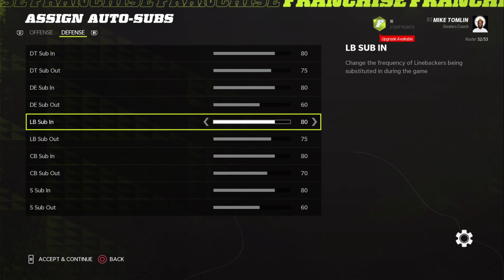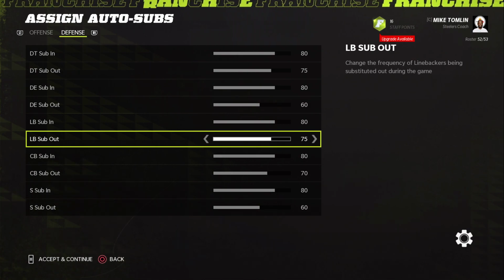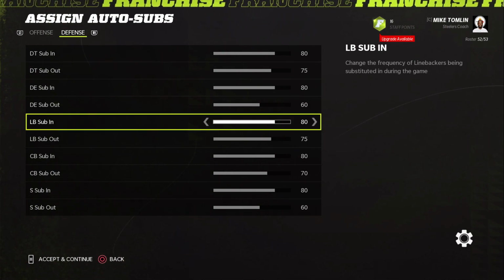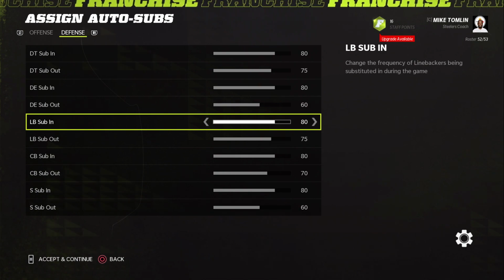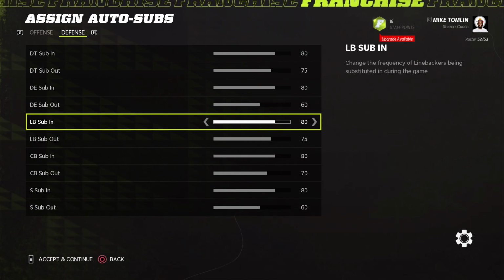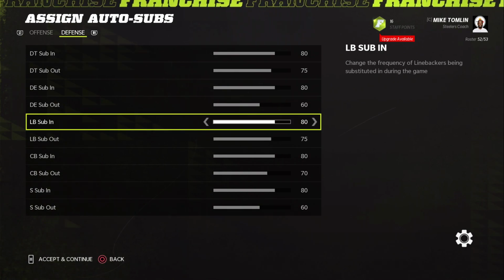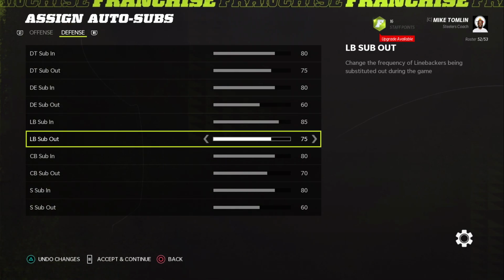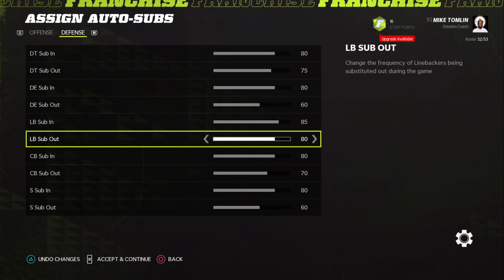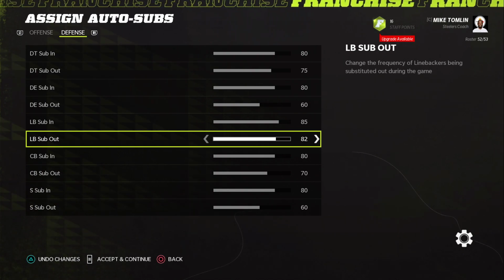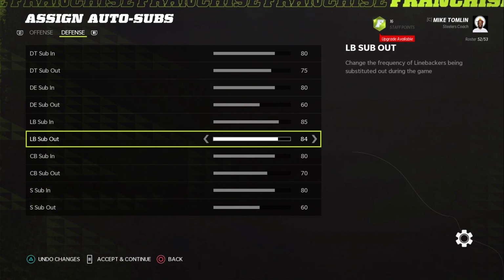Getting players to sub in and out seems pretty easy to me at around this 80-75 mark. So that would be my recommendation for you guys to start testing. And if you need your players to sub in more, obviously you're going to increase these. I always keep them roughly 5 apart. Like if I went up to 85, I'd go to 80. Now that's just probably me being OCD. You could probably go all the way up and match.